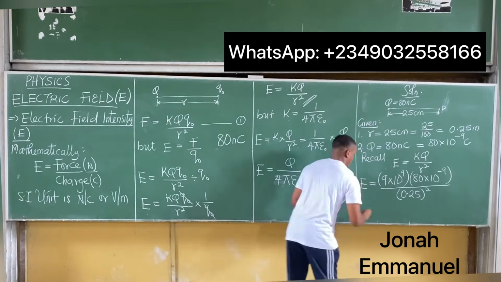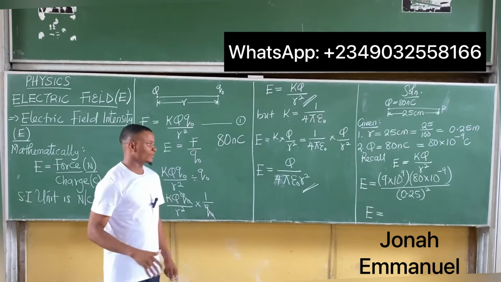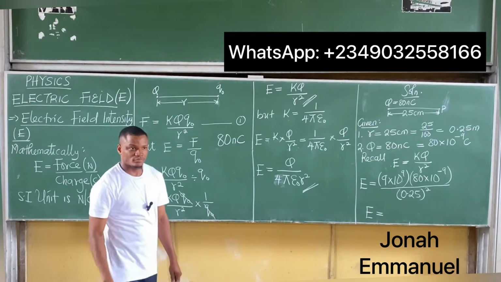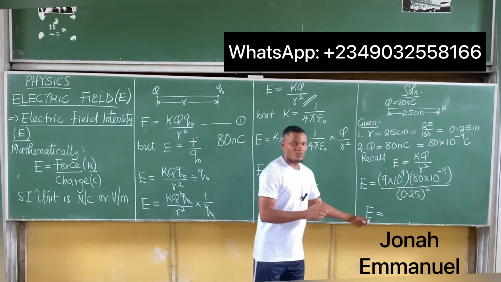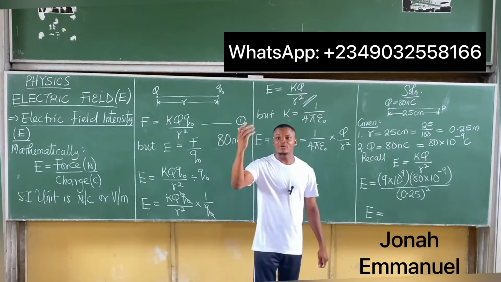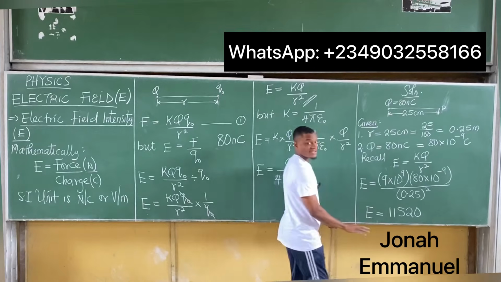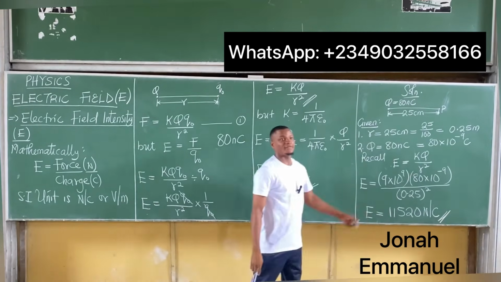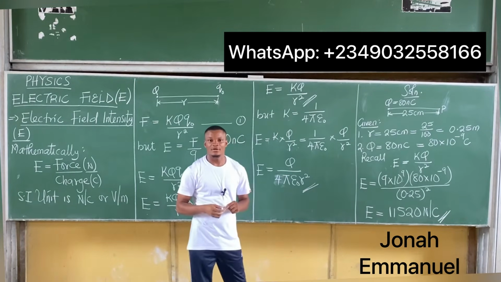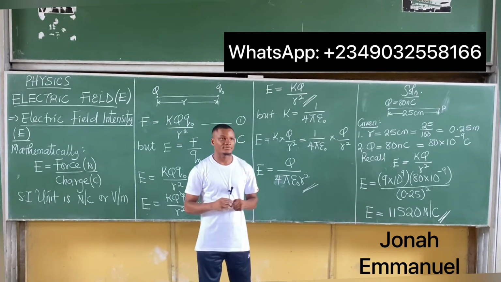Please punch everything. What's your answer? When you are punching, please punch so that if you make a mistake, I will correct you now. What's the answer, please? 11520. Just this? All right. Units, please: newton per coulomb. So I have this as newton per coulomb. This is how this one is done. It's just KQ all over R squared. That's it.